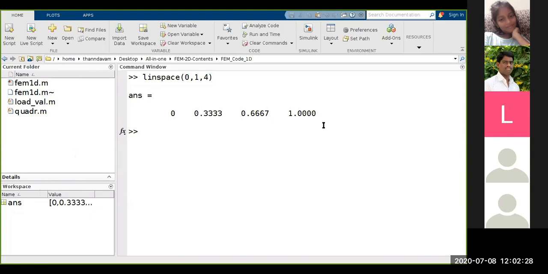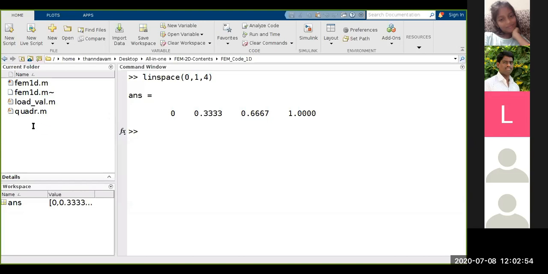A of 1 comma colon equal to 0. Now we need to talk about the boundary conditions. Remember the boundary conditions: u at 0 and u at 1 is 0. So I take the first row. Initially I am putting all the entries of the first row as 0. 1 comma colon means it is the first row, m comma colon means it is the mth row. So all the row entries I am making 0 initially.